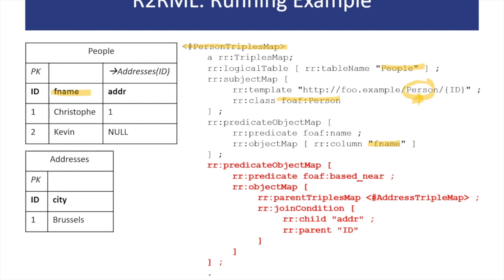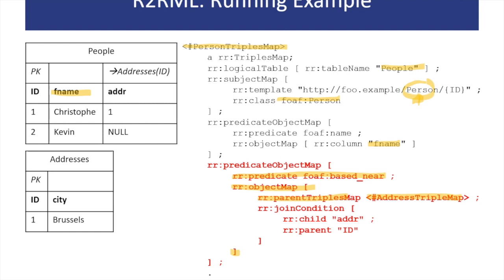Now, how do I relate the two? Well, I will create a special predicate object map. In this predicate object map, I use the predicate FOAF based near, and for the objects, I will inform the R2RML engine that it has to retrieve the values from another triples map. So the parent triples map is the addresses triples map that we created in the previous slide.